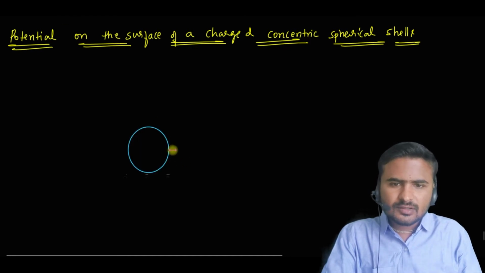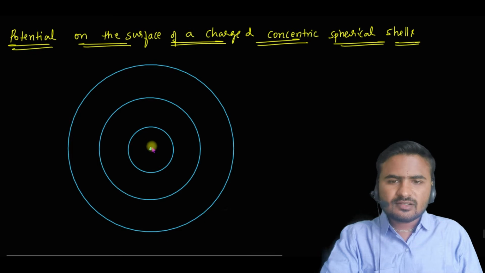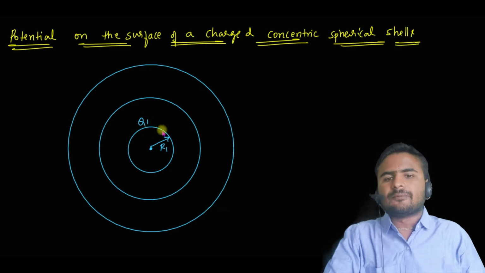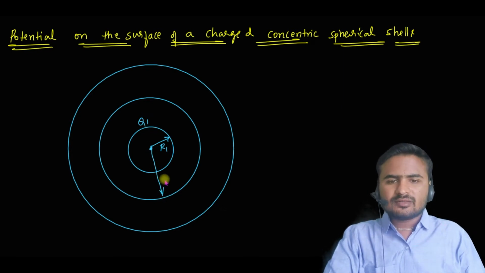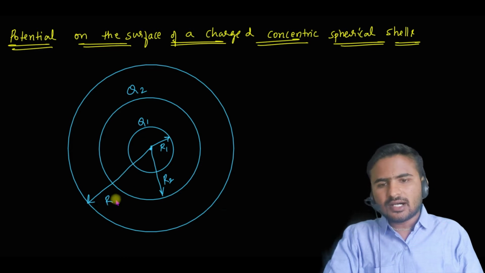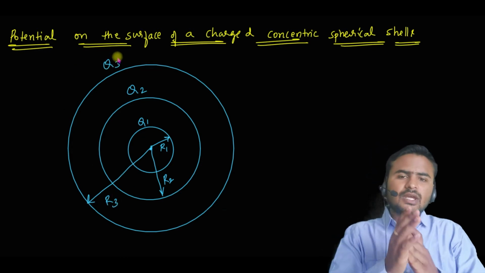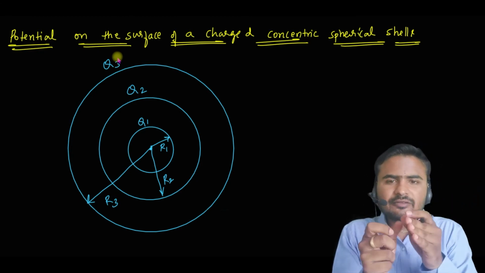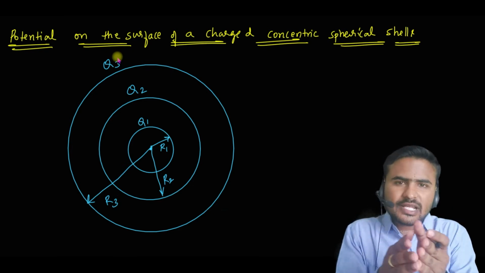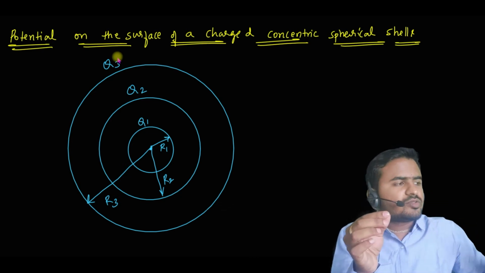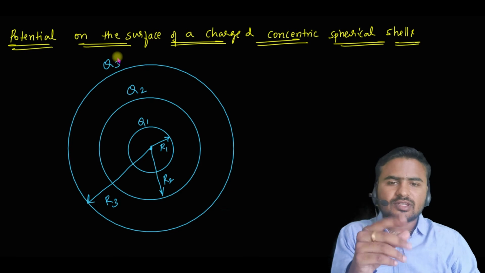Let me draw that. Here we have three spherical shells. Let us say the radius of the inner spherical shell is r1, and it carries a charge of q1, the radius of the second spherical shell is r2, and it carries a charge of q2, and the radius of the third spherical shell is r3 and it carries a charge of q3. Now we are interested in finding the potential on each surface of a charged spherical shell, and we will also draw the graph of how the potential varies as you move from the center outside these spherical shells.